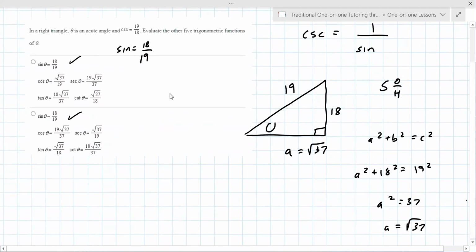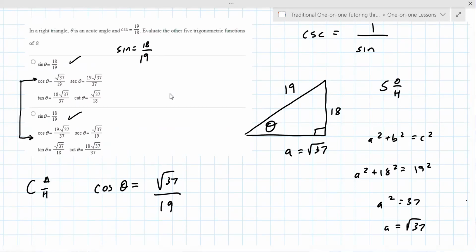So now you have to decide, and theta is always down here, in this lower left. Which one do you want to do? Let's just do cosine of theta. Cosine of theta is adjacent over hypotenuse. The adjacent is the square root of 37, and the hypotenuse is 19. Again, you're comparing these two answers to match yours. The one that matches is this one here. So therefore it is answer A.